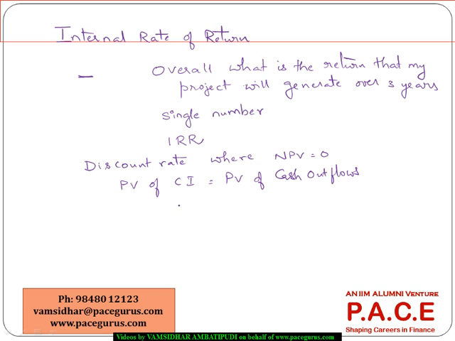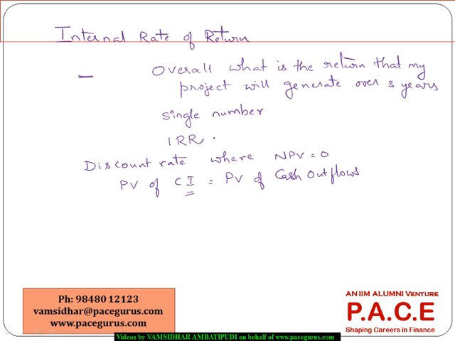And why internal? It is purely internal because no other additional external data is being taken. I'm purely taking the cash flows internal to the project, and based on that I'm trying to find out what the IRR is for this particular project.